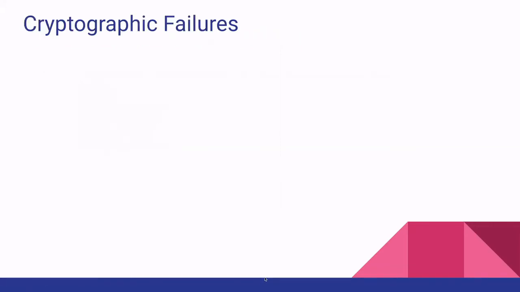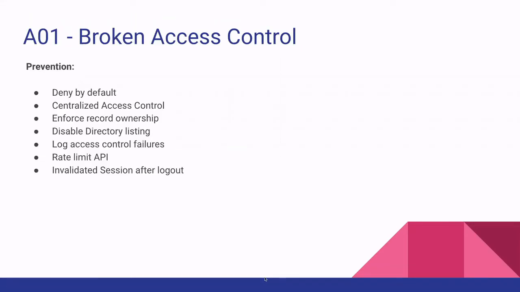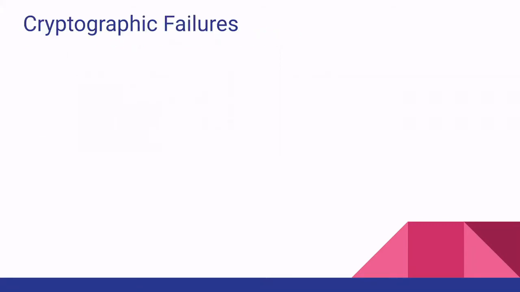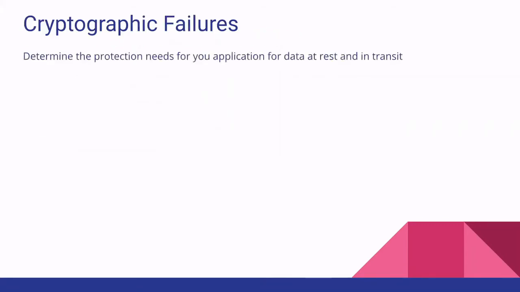So that is broken access control. We'll move on to the next one, which is cryptographic failures. So, cryptographic failure, right? The first thing here is to determine the protection needs of an application for the data that they handle. It might be in transit and at rest.